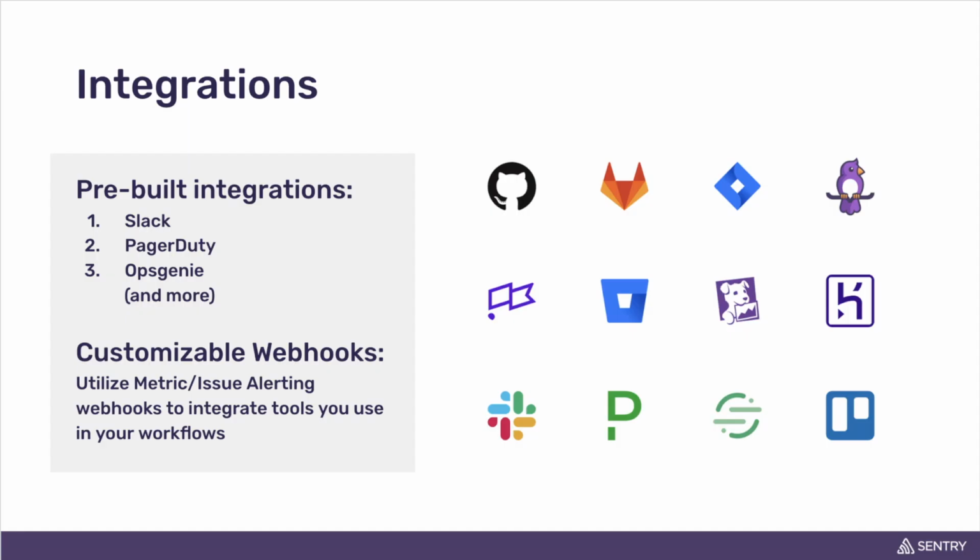So now we will cover the last part of this webinar, which is a brief overview of the most useful integrations that Sentry provides when it comes to alerting. You can see we provide pre-built integrations for many of the popular tools that you may already be using, such as Slack, PagerDuty, Opsgenie, and many others. Furthermore, we provide a robust and customizable set of webhooks as part of our broader integrations platform that you can utilize to integrate any tool you might have in your existing workflow using either metric alerting or issue alerting webhooks. Essentially, our integrations platform allows you to create these webhooks to send to their respective custom destinations.